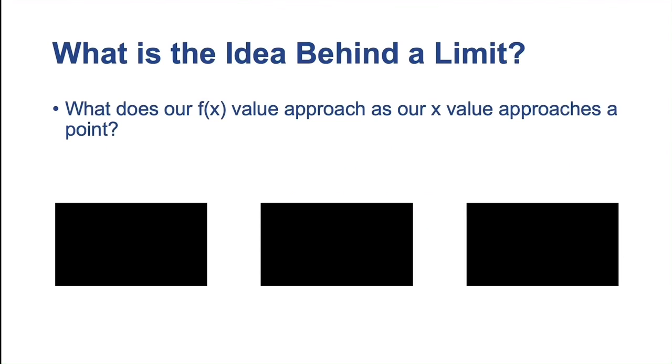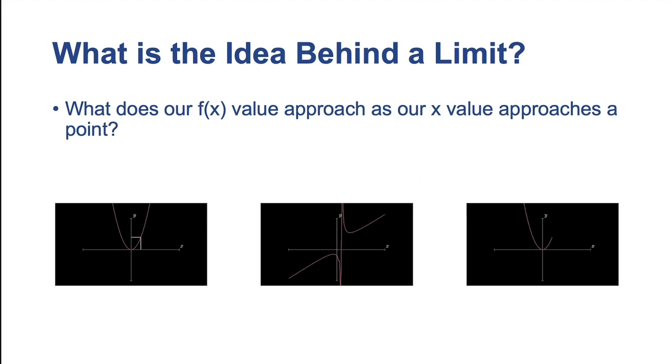So let's begin with the idea behind a limit. Basically the question that we're asking is, what does our f of x value approach as our x value approaches a point? We can take a look at a couple of examples. If we're looking at a polynomial, like this quadratic, when we take a limit, we're basically just saying, what is our f of x value at any x value? But when we get rational functions with asymptotes, this can also be applicable to trigonometric functions. We get these undefined areas, and limits can help us determine what happens at that point. And then also with jump discontinuities, limits can help there as well.